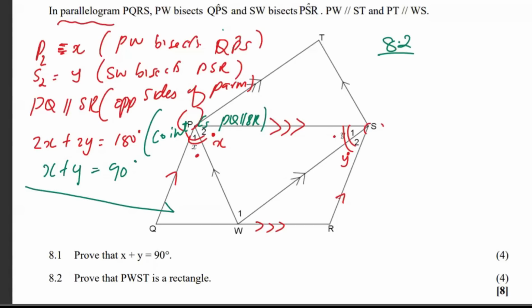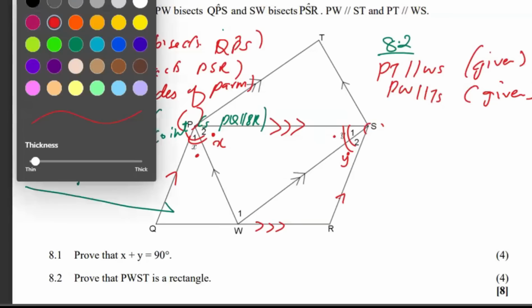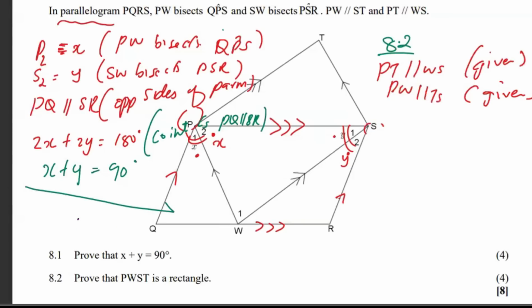So I'm going to start by saying that PT is parallel to WS. We've been told, or we can say it's given. And then we know that PW is parallel to TS. That is also given. So all we need to do is prove that there is a 90 degree angle, because that is the only property of rectangles that distinguishes them from a parallelogram or other shapes.